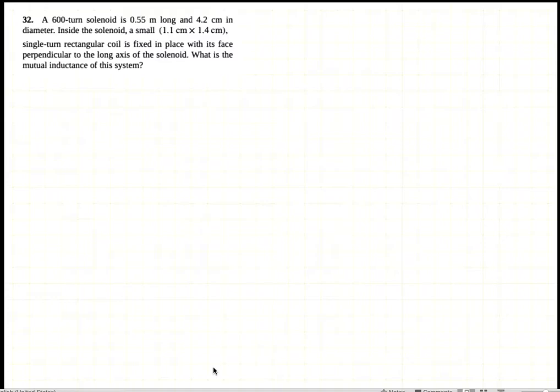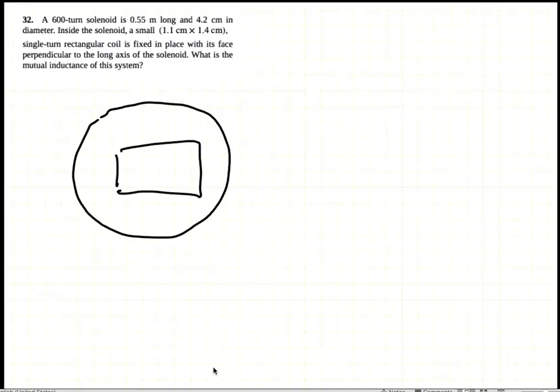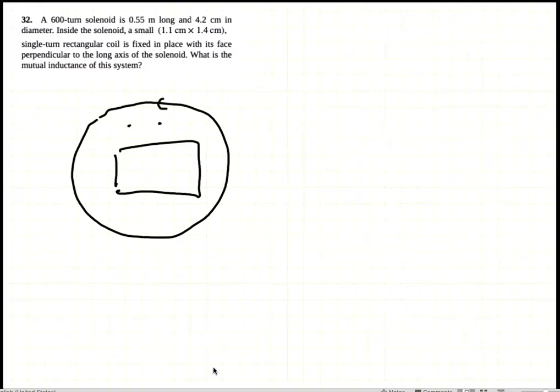Okay. So here's an end view of this. So here's the solenoid and there's the rectangle. Okay. So the magnetic field, what we'll do is, we'll make the current flow in this direction, and the magnetic field is coming out of the plane of the paper.